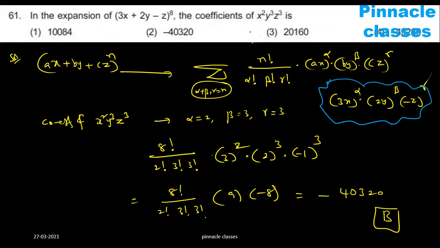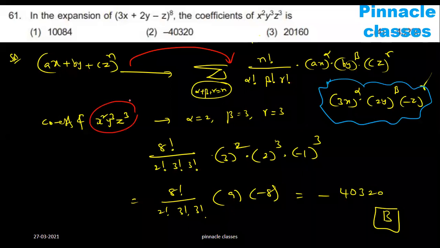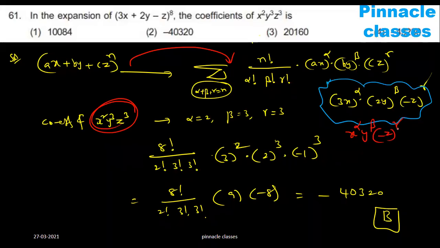Number 61. Find the coefficient of x square, y cube, z cube. So this one you should write in this format. In the expansion, they're asking the coefficient of x square, y cube, z cube, meaning x power alpha, y power beta, z power gamma. So this is the result that comes.